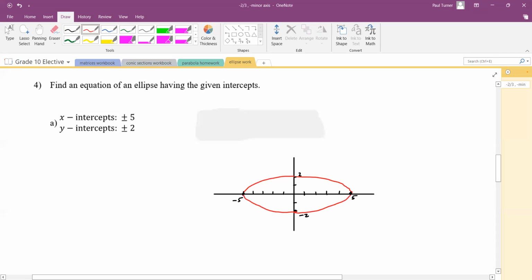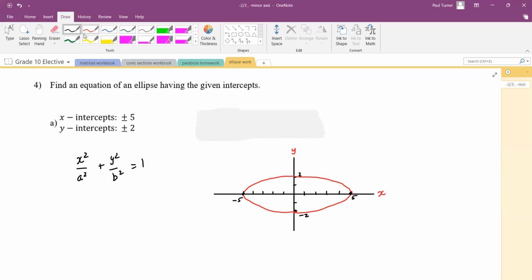Okay, something that looks roughly like that. And so from our equation, we know that this is the x-axis. We know this is the y-axis. So let's write our general form, which would be x squared on a squared plus y squared on b squared, which equals 1. And from your graph, you can see that 5 would have to be a.